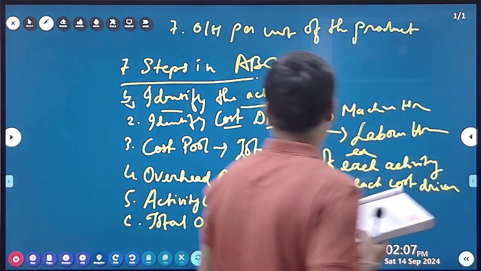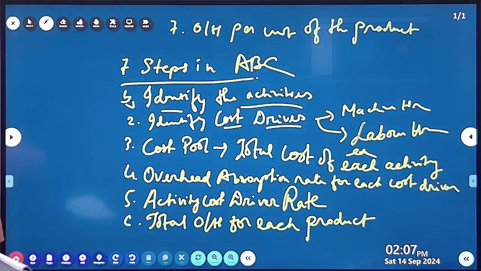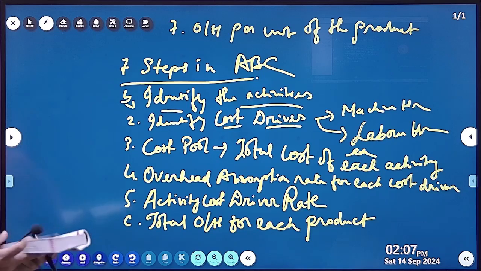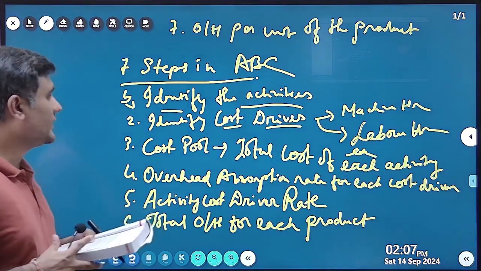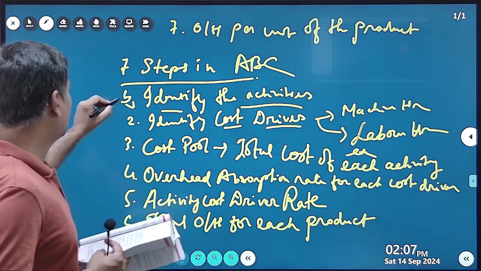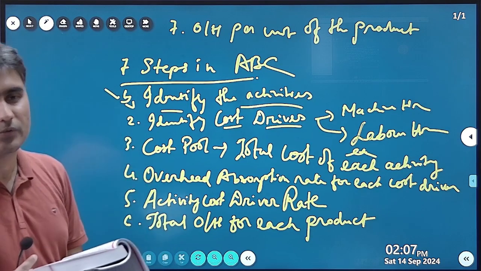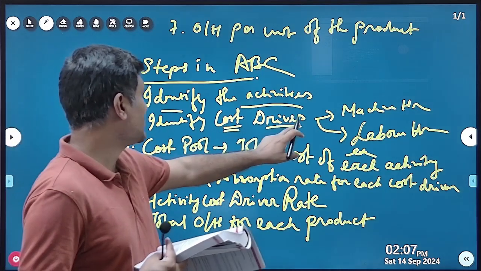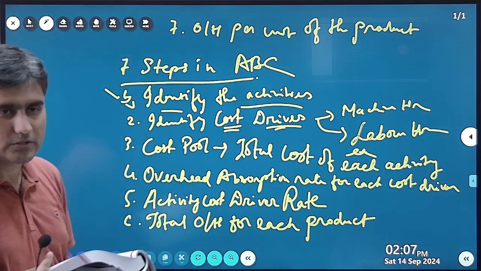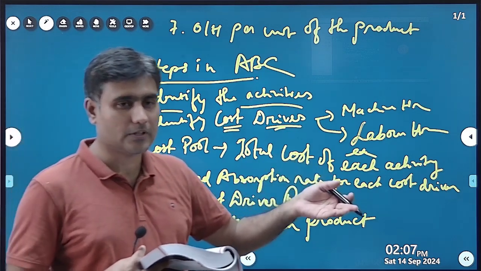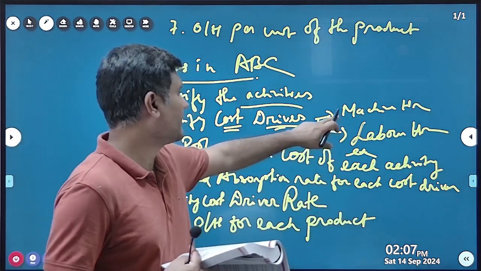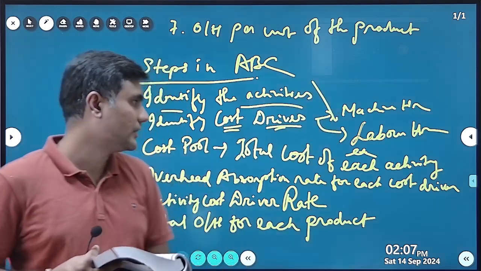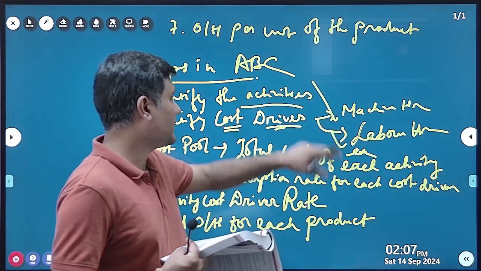I think we have performed all these activities yesterday while we did an example. First, what do we do? We identify the activities. The activities are already given in the question when we do a sum. Then identify the cost drivers. For each activity, there must be different cost drivers. Say for machine related overheads, the cost driver will be machine hour rate. For labor related, it will be labor hour rate.